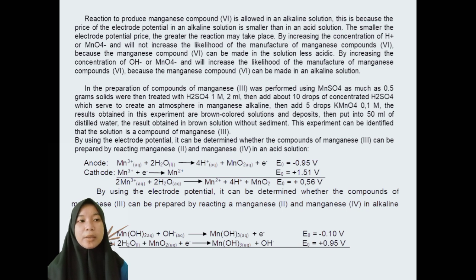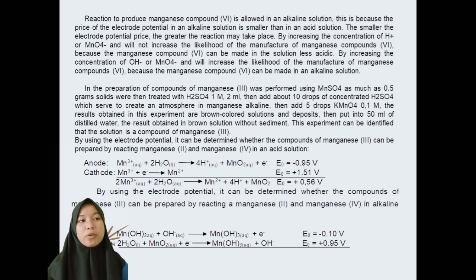This experiment can be identified, showing that the solution is a compound of manganese 3. By using the electrode potential, it can be determined whether the compound of manganese 3 can be prepared by reacting manganese 2 and manganese 4 in acidic solution. By using the electrode potential, it can be determined whether the compound of manganese 3 can be prepared by reacting manganese 2 and manganese 4 in alkaline solution.